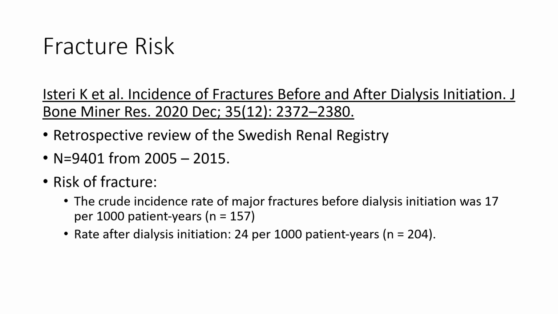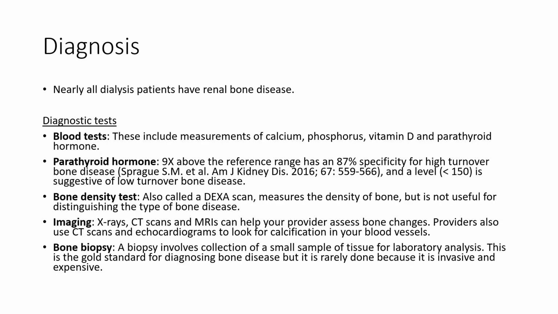And they found that the crude incidence rate of a major fracture in a patient prior to starting dialysis was 17 per 1,000 patient years, whereas after dialysis initiation, it was 24 per 1,000 patient years. Nearly all dialysis patients have bone disease, but how do you know which kind they have? Do they have low turnover? Do they have high turnover? Do they have osteomalacia or a combination thereof?